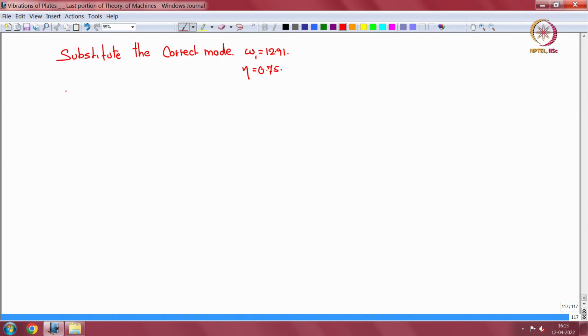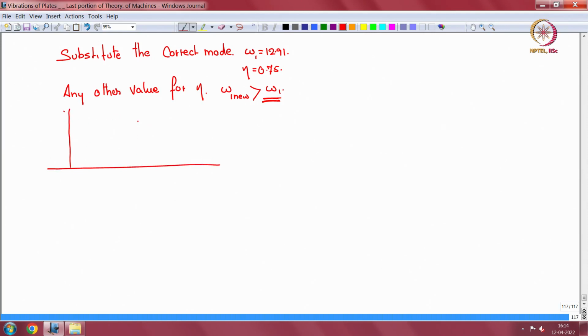If you substitute any other value for eta, any other shape, other than 0.75, then you will get an omega 1 value which is greater than omega 1. So the value is bounded by omega 1 on the lower side. You can see for various values of eta what is going to happen. If let us say eta is 0.7 over here, you take all other values and you approach 0.7, again beyond that it will go up, eta equal to 0.75.